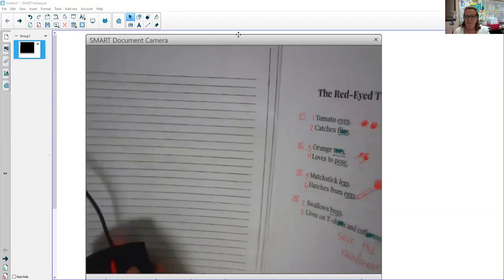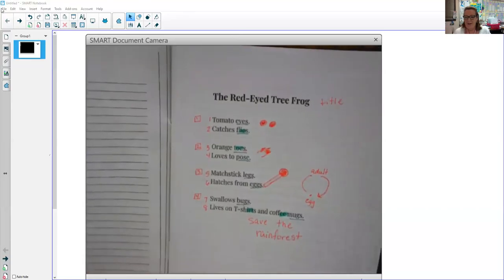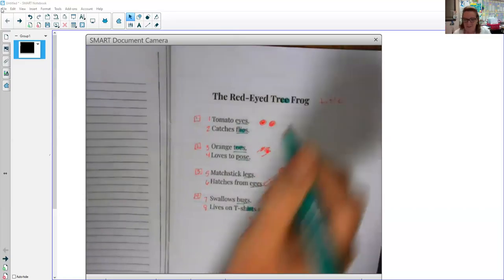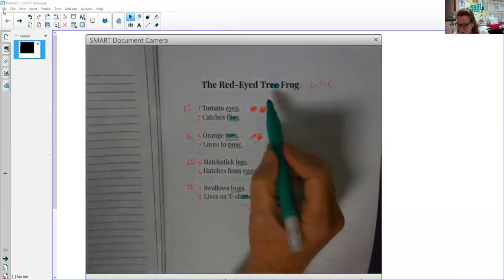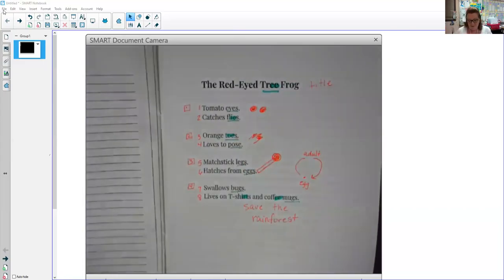Where do you think they live? Well, let's look at that title, Red-Eyed Tree Frog. There's a hint, where does it live? Right here, and there is even a vowel team right there. So where do you think he lives? In a tree. In a tree.